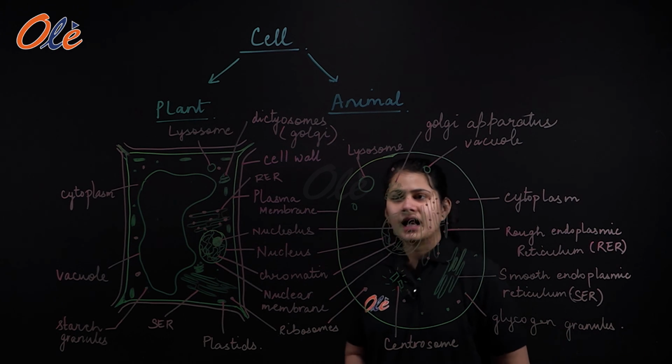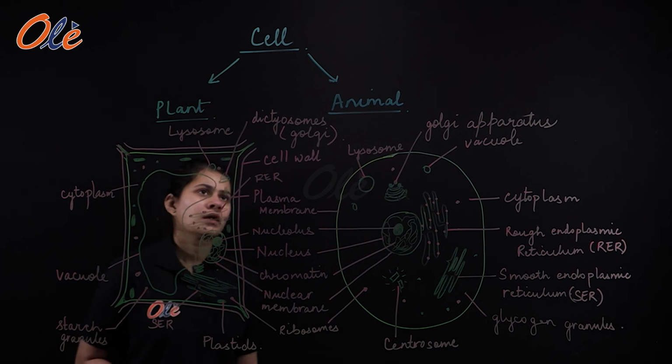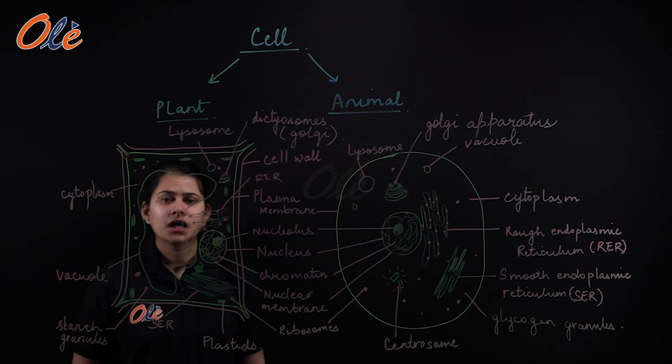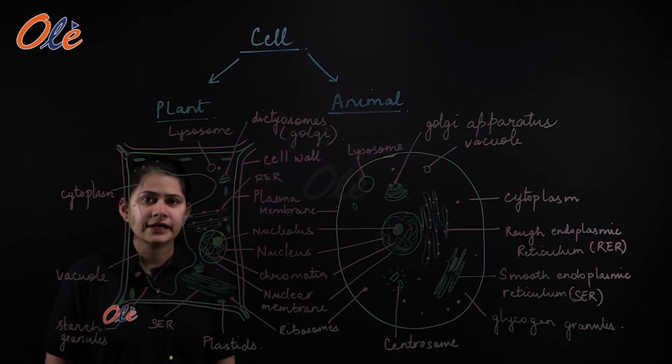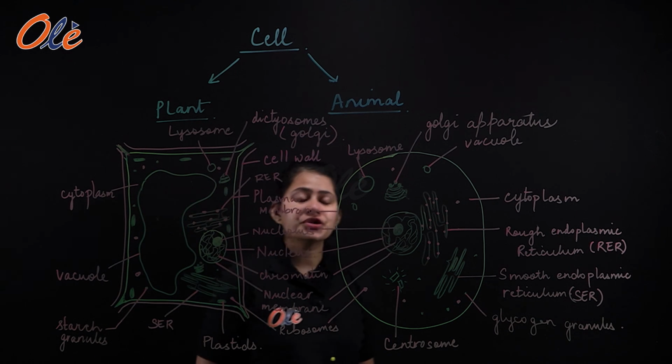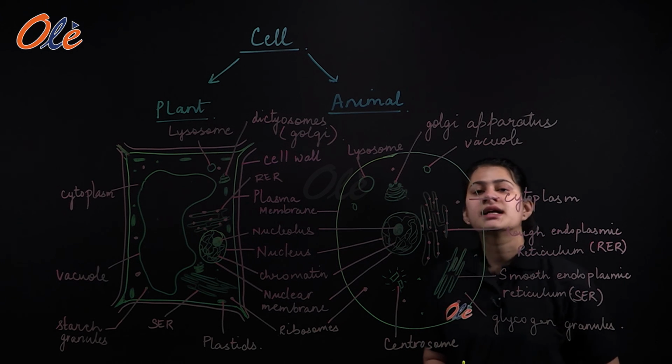All right. I think we've covered all of the components of the cell. You can draw this in your own copy and practice it. It is extremely important. All right. And now we are going to move on to the next segment, which is also the last segment of this chapter, which is cell division.